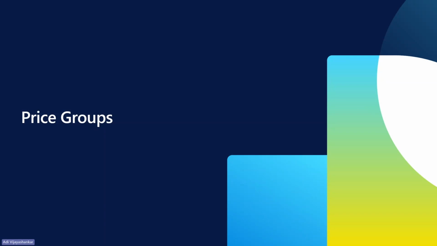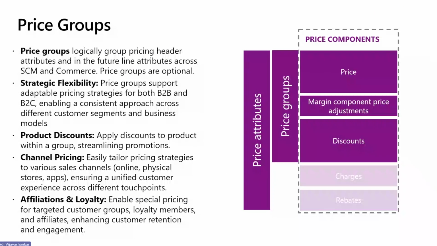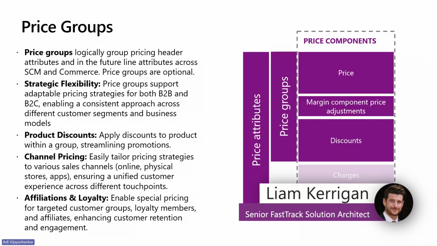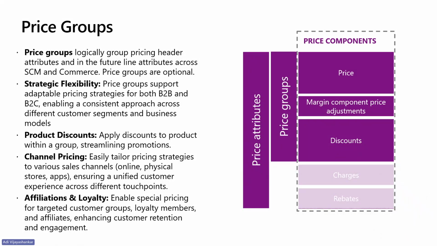Okay, so let's talk about price groups. Price groups allow businesses to logically group pricing header attributes such as channels, loyalty programs, and affiliations. And in the future, we're going to extend this to support line attributes as well. These are just a few of many available pricing attributes that can be bundled into a price group. While price groups are optional, they offer significant strategic flexibility for businesses looking to efficiently adapt their pricing strategies.